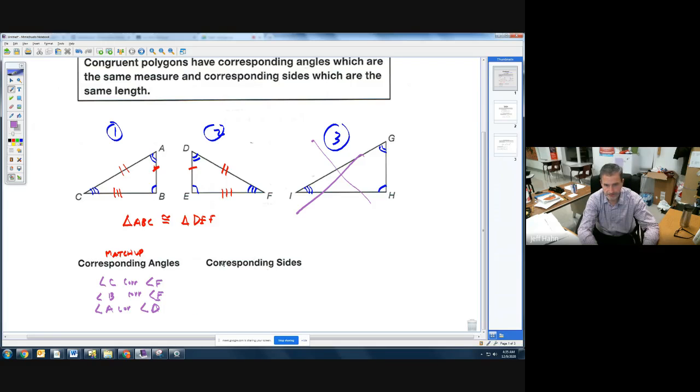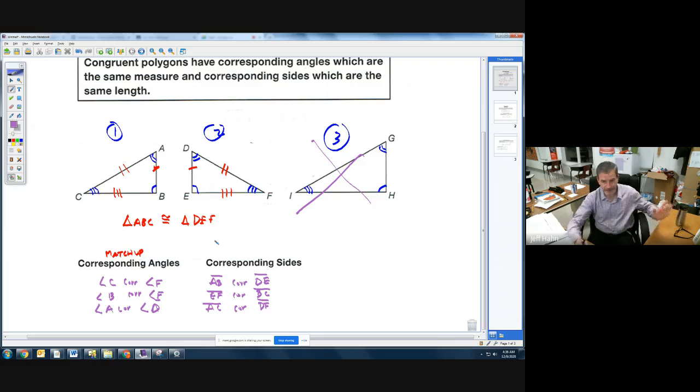If you're looking at corresponding sides, it's kind of the same thing. Side AB, put a little line up there to show it's a side, corresponds to side DE. And EF, you probably are getting the picture now, corresponds to, sorry, BC. And AC corresponds to DF. And there you go. Ladies and gentlemen, that gets you the gist of that.